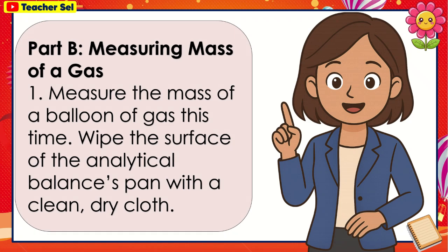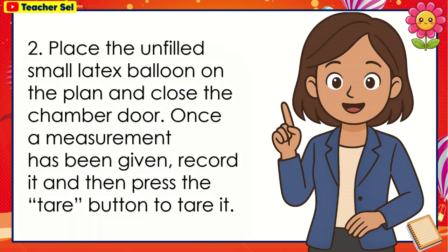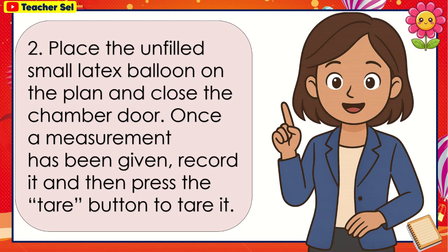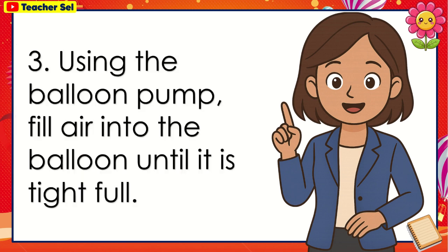Part B. Measuring mass of a gas. Measure the mass of a balloon of gas this time. Wipe the surface of the analytical balance pan with a clean, dry cloth. Place the unfilled small latex balloon on the pan and close the chamber door. Once a measurement has been given, record it and then press the tare button to tare it.